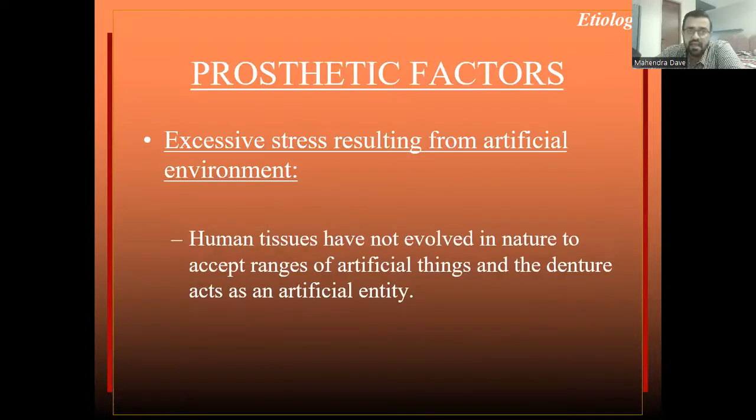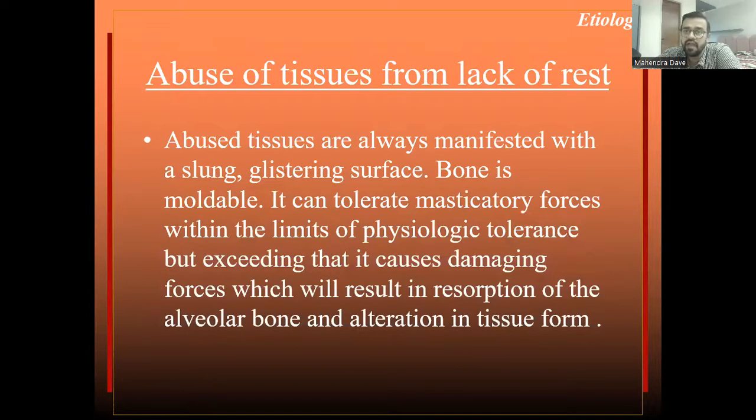Prosthetic factors. Excessive stress resulting from an artificial environment. Human tissues have not evolved in nature to accept a range of artificial things, and the denture acts as an artificial entity. Abuse of tissue from lack of rest. Tissue abuse also manifests this situation. Abused tissues are always manifested with a slung, glistening surface. Bone is moldable. It can tolerate masticatory forces within the limit of physiological tolerance, but exceeding these forces may cause damaging results, which result in resorption of alveolar bone and alteration in the form of the tissue as well.